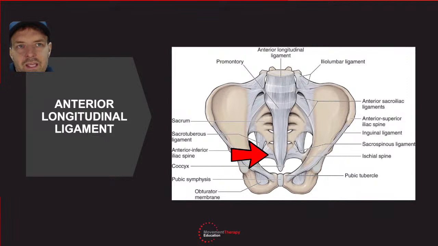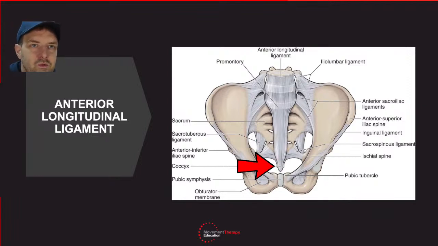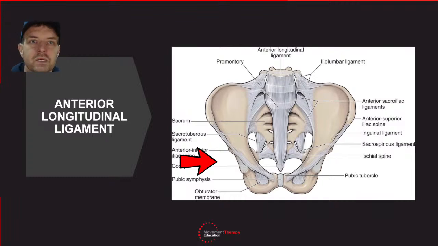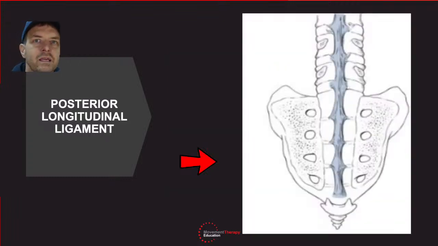So there's your sacrospinous, there's your sacrotuberous ligaments just there. And then this will be your opening here, the pelvic inlet. And then, yeah, we'll cover these when we get onto the lumbar spine, because you'll be able to see those a lot better on that.